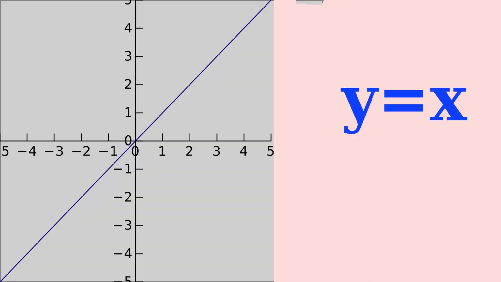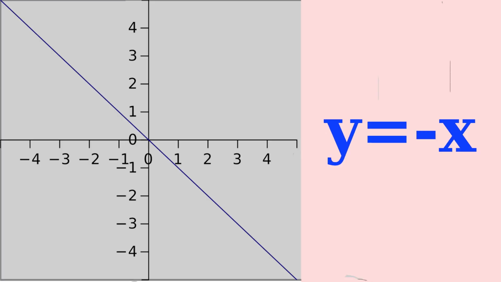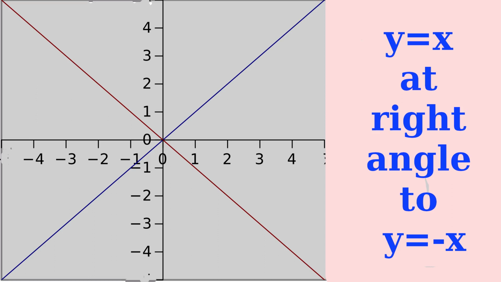The graph of y equals x is a line going from negative y and x to positive y and x at a 45-degree angle. The line y equals negative x goes from positive y to negative y at 45 degrees. The two lines are at right angles.